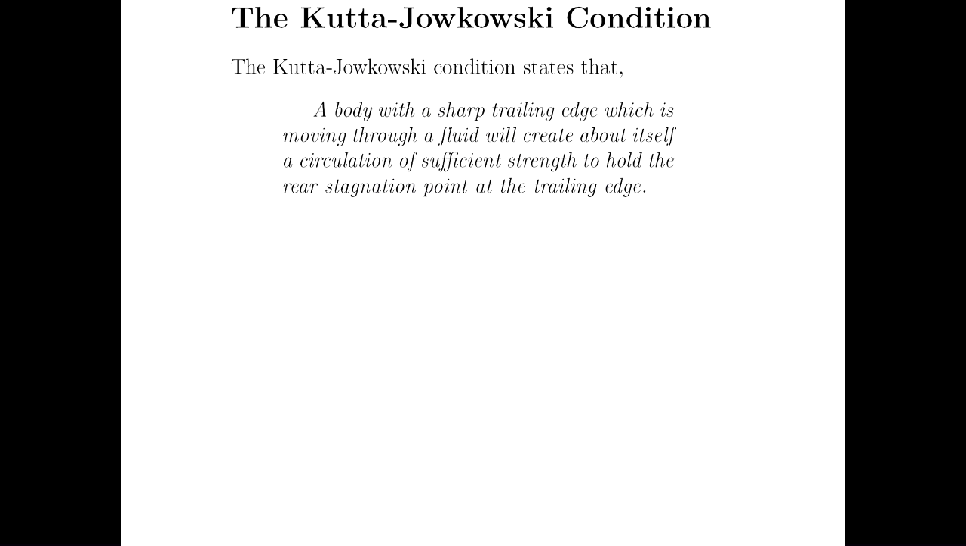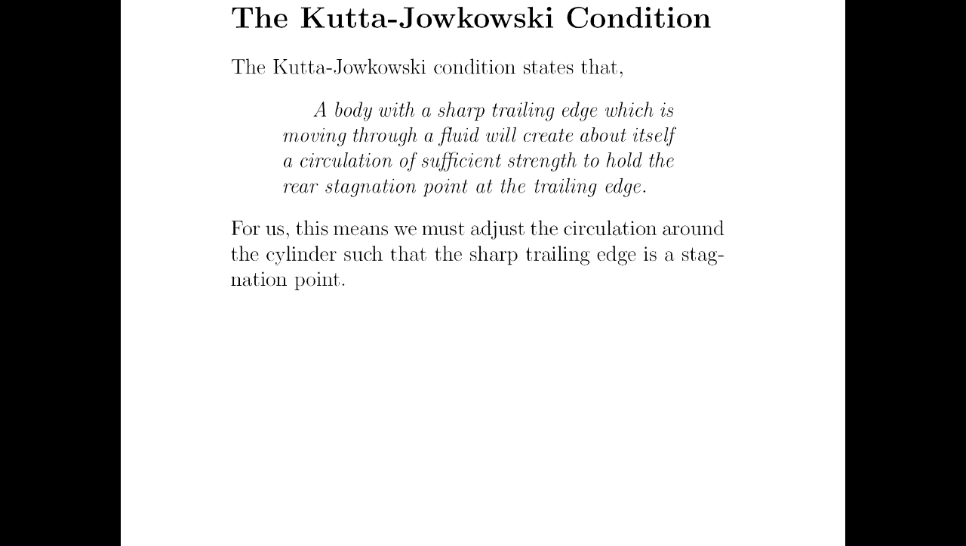The Kutta-Joukowski condition basically states that a body with a sharp trailing edge, which is moving through a fluid, will create about itself a circulation of sufficient strength to hold the rear stagnation point at the trailing edge. There are a lot of words, but for us it basically means that all we have to do is adjust the circulation around the cylinder. When we adjust the circulation around the cylinder, we can then adjust the location of the stagnation points so that it lies on the trailing edge.